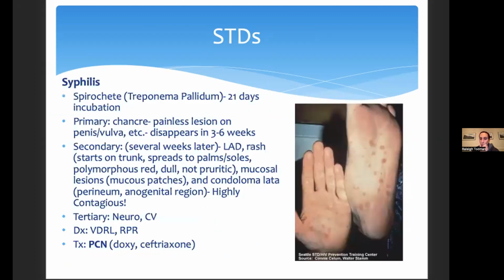More STDs with more rashes. These are diseases that have a ton of things to say about them, and we obviously can't cover all of the details, but it's important again to think of these when you see rashes in real life on an exam. Syphilis is caused by a spirochete, Treponema pallidum. There's a 3-week incubation, which is pretty long. First, there's the chancre, which is a painless skin lesion on the vulva or penis.